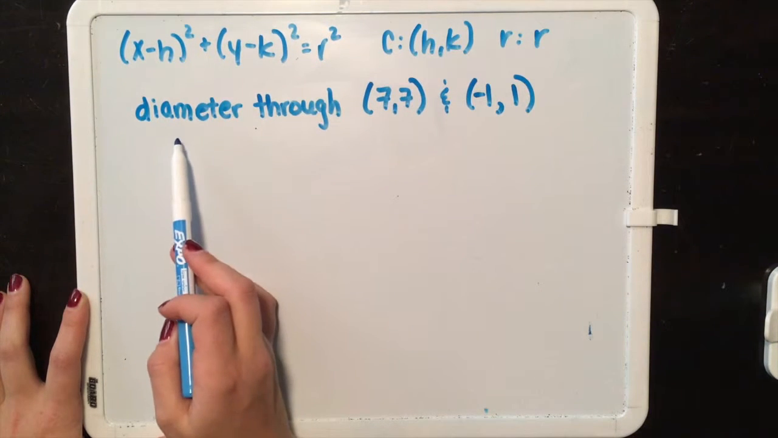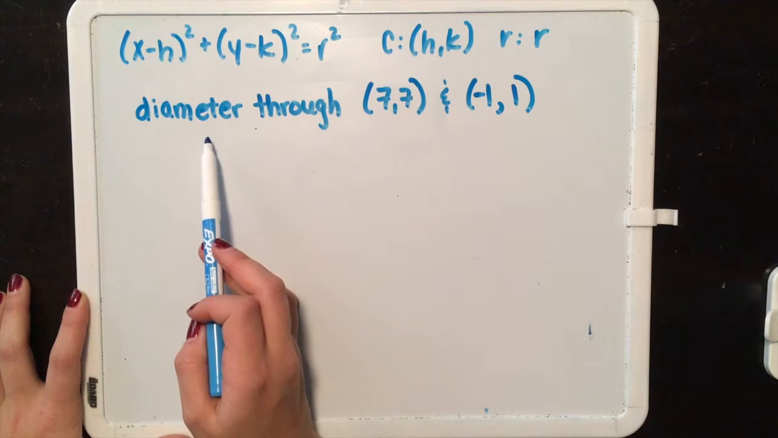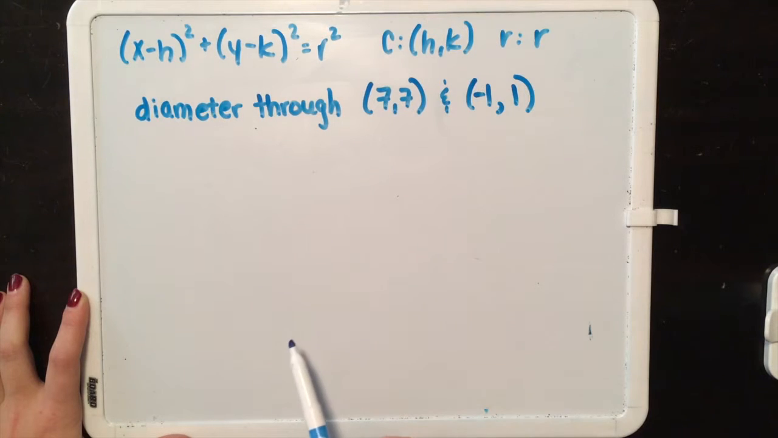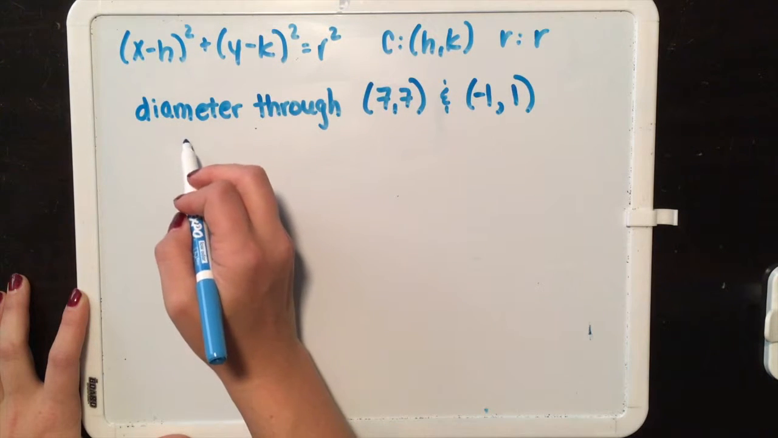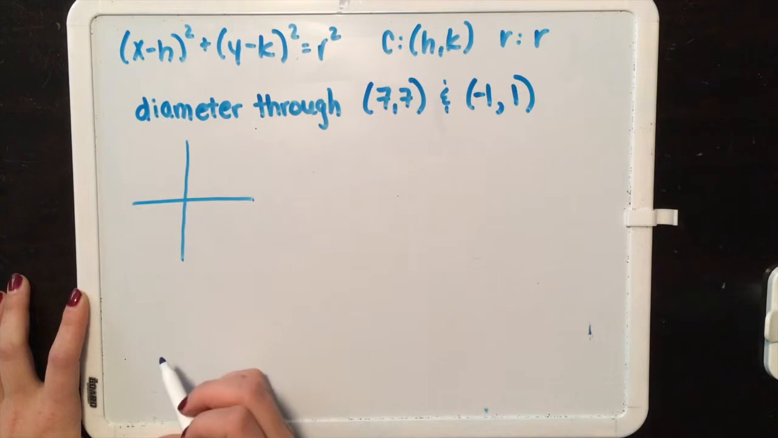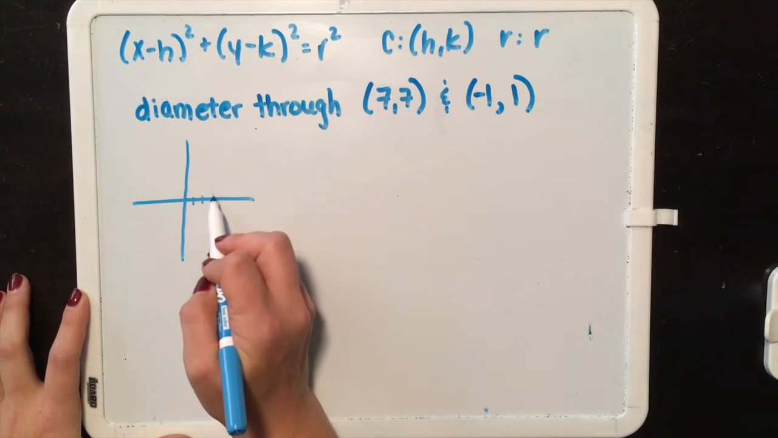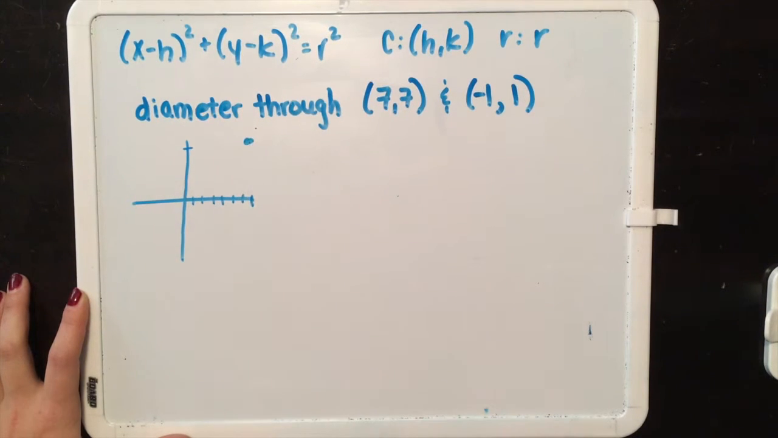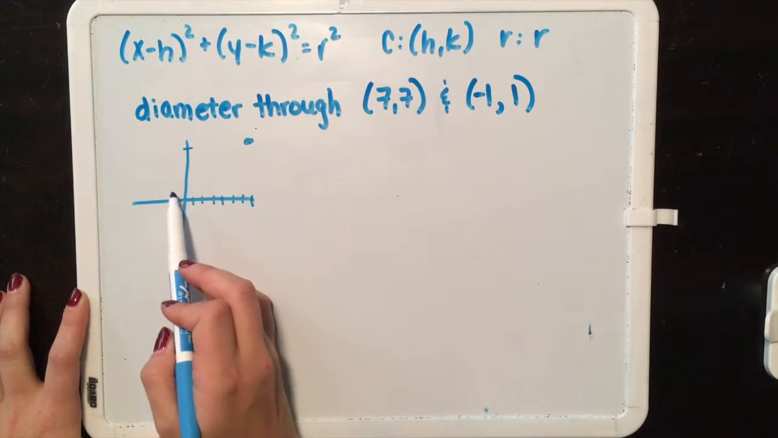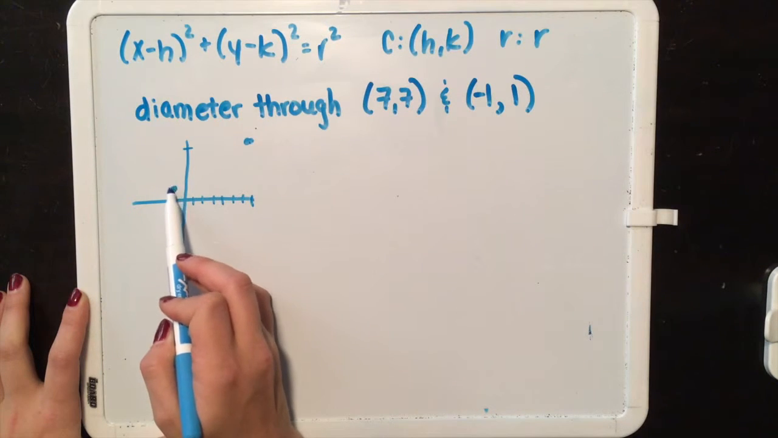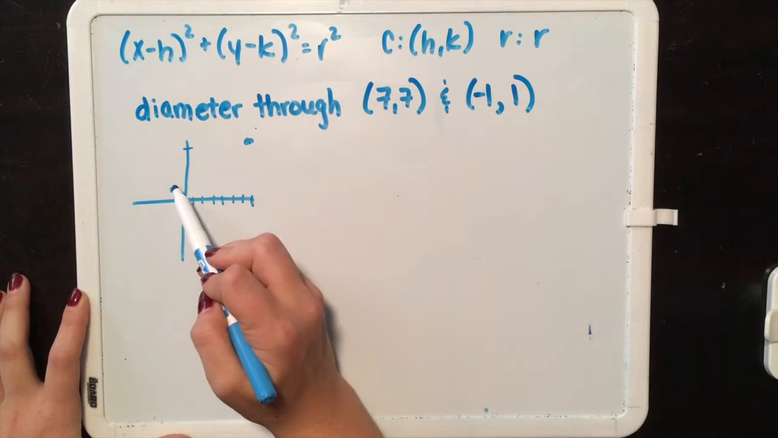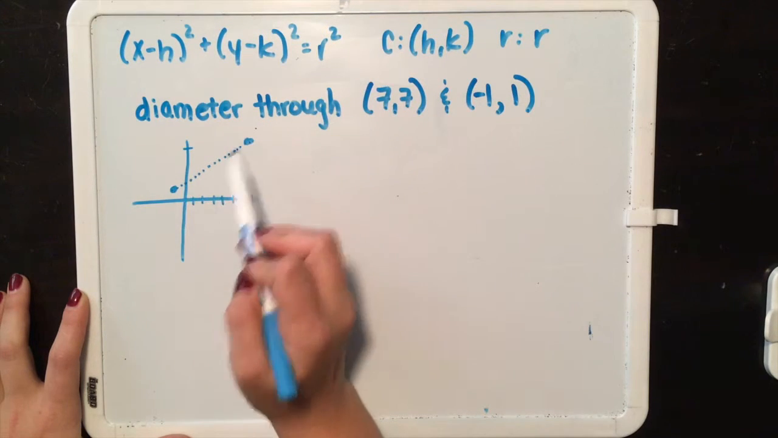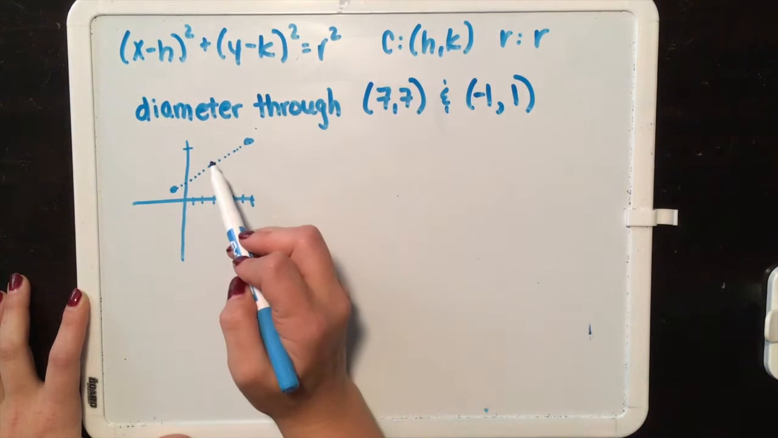So let's think about it. If you know that the diameter of the circle goes through (7, 7) and (-1, 1). If we sketch this a little bit, (7, 7) is somewhere in the first quadrant, and (-1, 1) is somewhere over here. Now the diameter of the circle goes through both of those points.